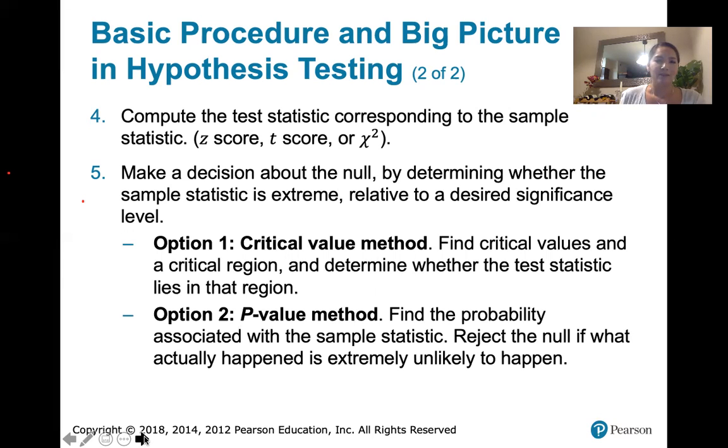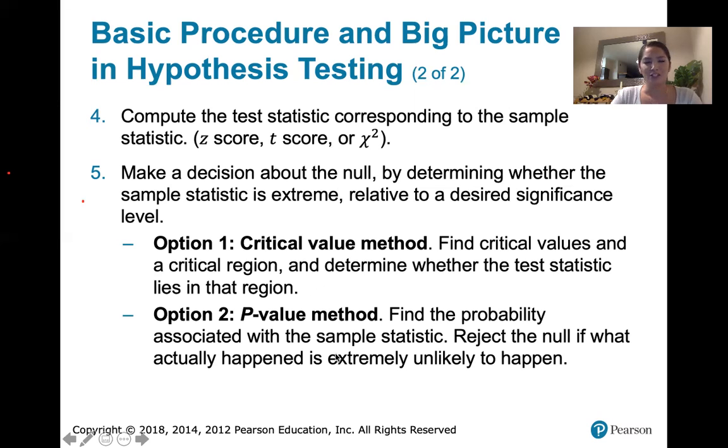If the probability is small enough relative to a desired significance level, we will reject the null. So the probability being small would be related to the p-value method. Well, that probability will be small if the test statistic is extreme. There's going to be what's called the critical region, and you'd see that the value of the test statistic is in the critical region. So extreme values of test statistics correspond to small probabilities.